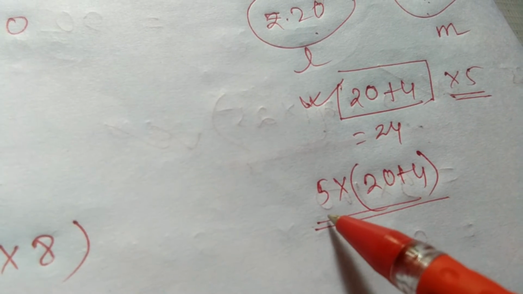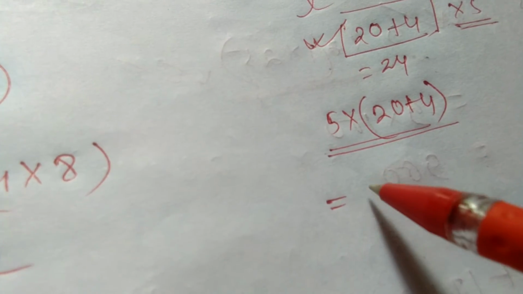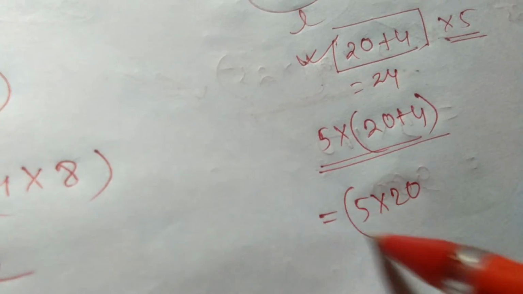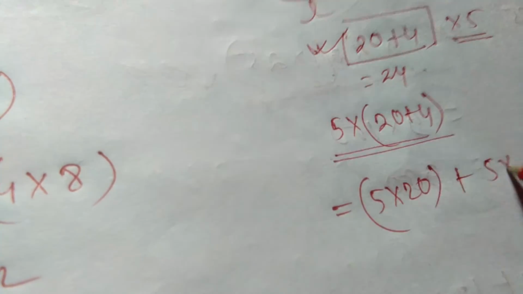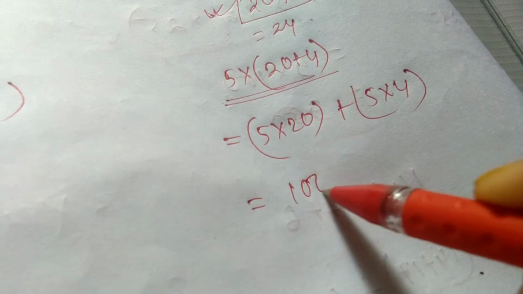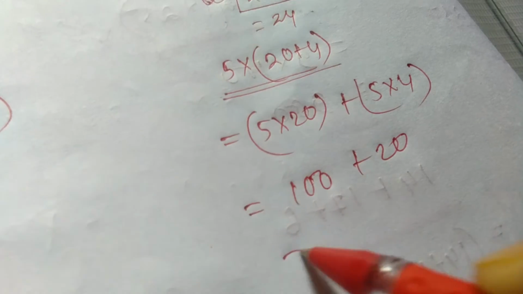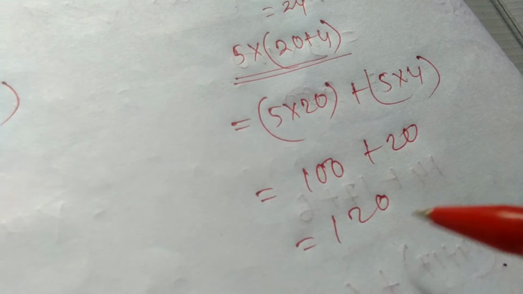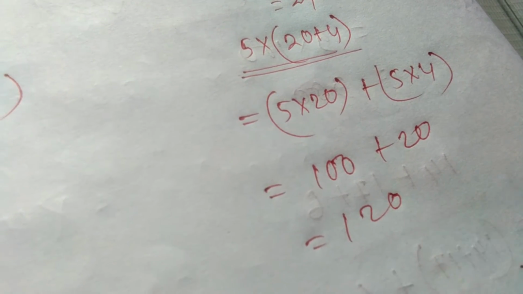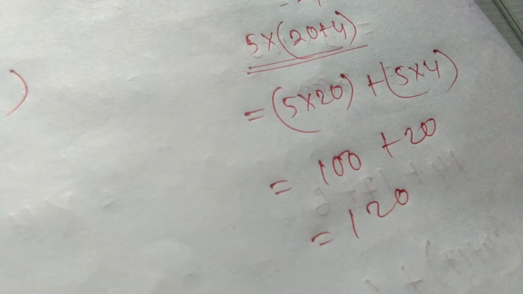Now 5 into 20 plus 5 into 4. So 5 20s are 100 and 5 4s are 20. So our answer is 124. That is the total cost for 5 days. Clear?